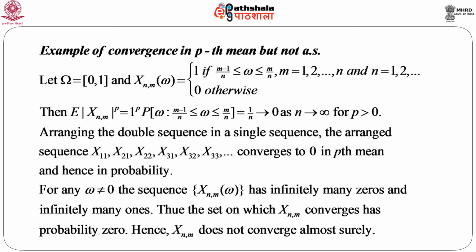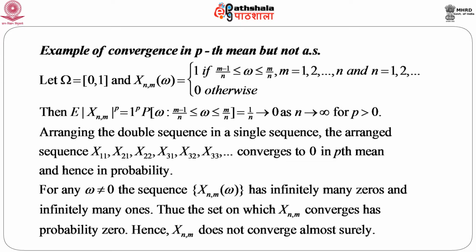Now, we arrange this double sequence, because X_nm has two suffixes, into a single sequence, and arrange the sequence as X_11, X_21, X_22, X_31, X_32, X_33 and so on. And we will see that this converges to 0 in pth mean and hence in probability. So, this sequence converges in probability by an earlier result.